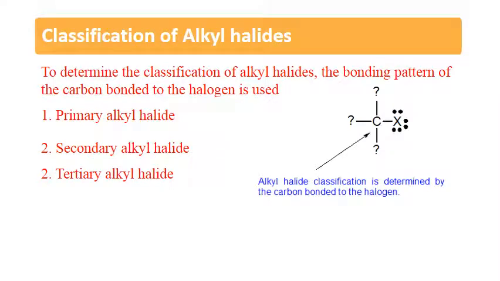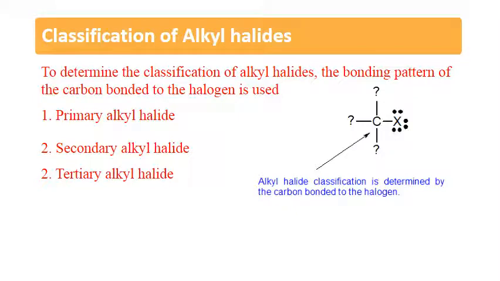In a tertiary alkyl halide, the halogen atom is linked to a tertiary carbon, that is a 3-degree carbon atom, which has no hydrogen atom present. So this classification is based on the bonding pattern of the carbon bonded to the halogen atom, whether it is a 1-degree, 2-degree, or 3-degree carbon.